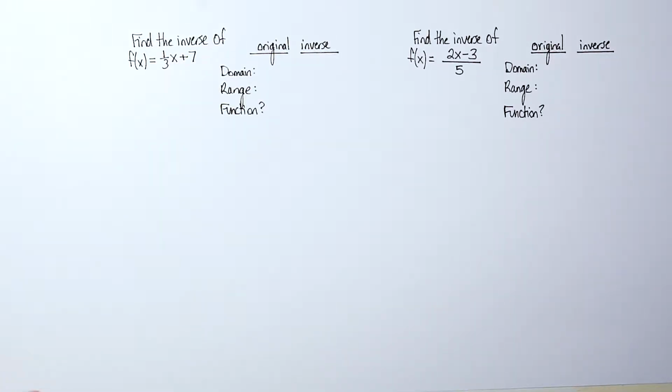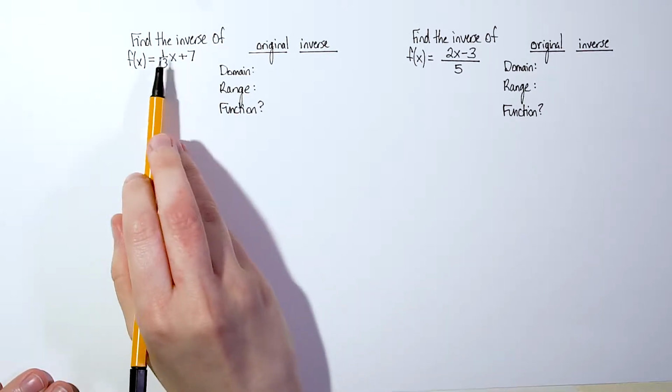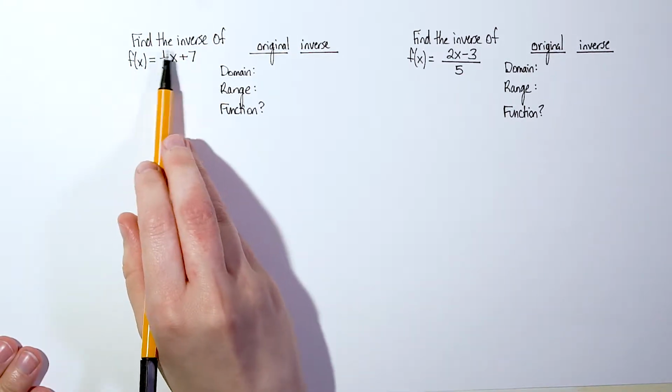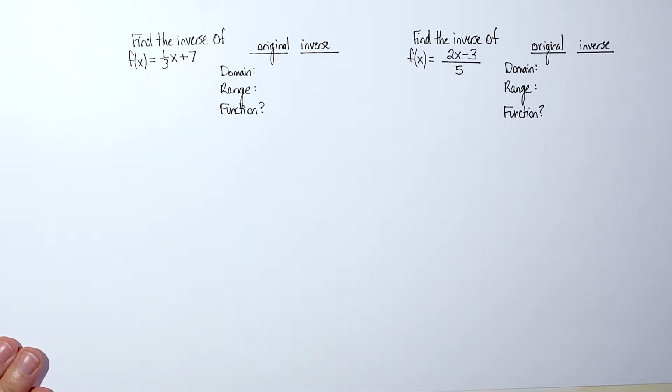We're going to look at just 2 more examples for inverse functions. So looking at this first one, they want me to find the inverse of f of x equals 1/3 x plus 7. I know we don't have the steps on this page. You may need to look back if you need a review, but I'll walk through them.